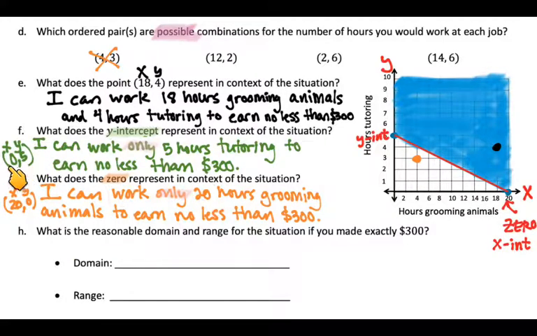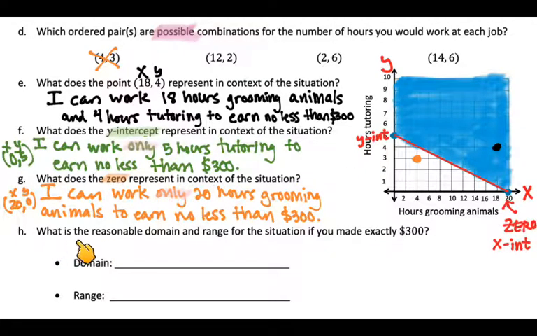So here we can see that the y-intercept, which was (0, 5), represents that I can work only 5 hours tutoring to earn no less than $300. Since the ordered pair is (0, 5), 0 means no hours grooming animals, and 5 means only 5 hours tutoring to earn your $300. And then what does the 0 represent? Well, its ordered pair is (20, 0). So I can work only 20 hours grooming animals to earn no less than $300. So this point would be you only grooming animals and not tutoring.